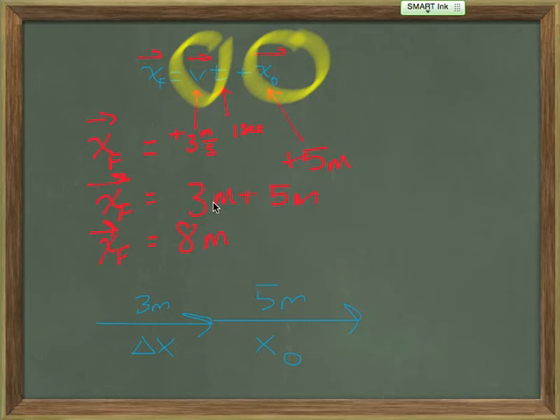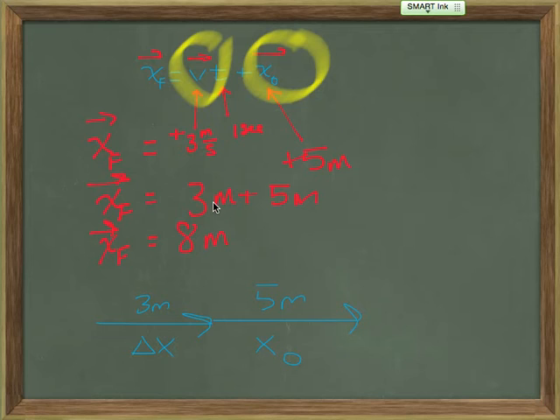Now, the rules for adding vectors are very simple. Place vectors that you're adding in head to tail configuration. I already did that. Now, to get the vector that you get when you add these vectors, you need to draw a new vector. You need to start at the tail of the first vector. That's the 3 meter vector. So start at the tail of the first vector, end at the head of the last vector. That's the 5 meter vector.